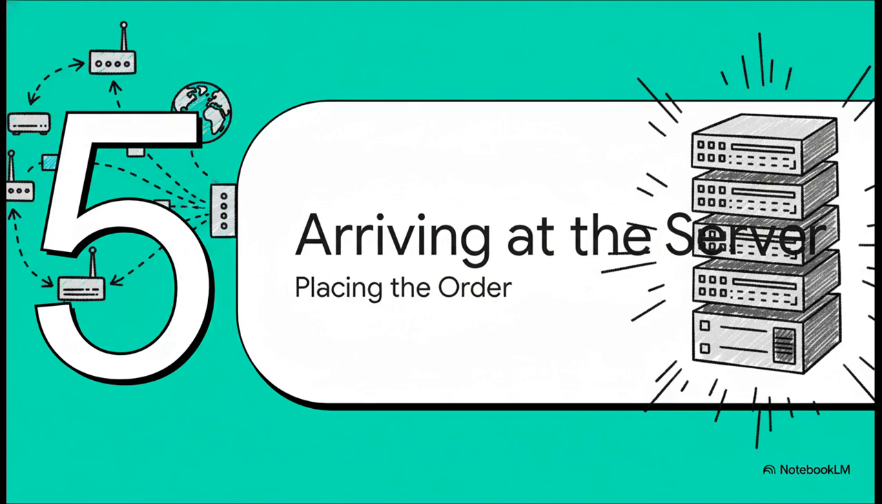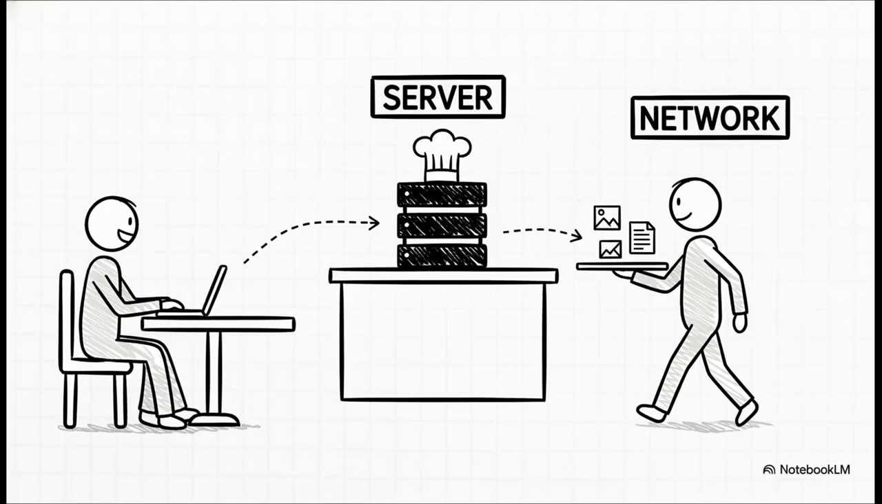So after hopping from router to router, maybe crossing an ocean or two, all those little packets finally arrive at their destination IP address. They've made it to a very powerful computer we call a server. And probably the best way to think about this whole exchange is like a restaurant. Your computer, you're the client sitting at the table placing an order. The server is the restaurant's kitchen. It gets your order, cooks up the web page you asked for, and gets it ready. And the network, all those routers and cables, that's the waiter, who delivers that finished dish right back to your table, or in this case, your screen.